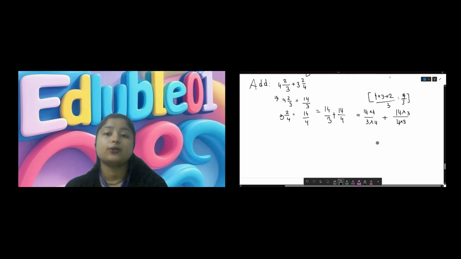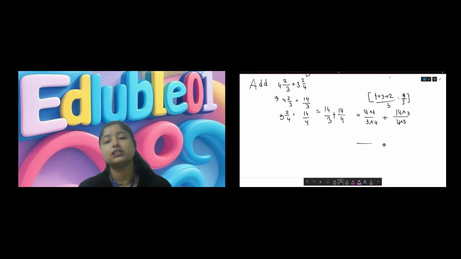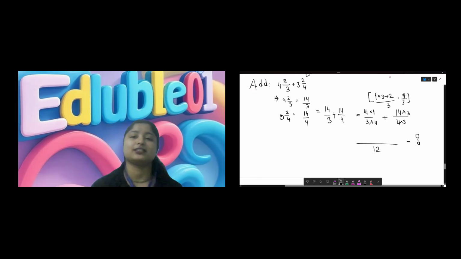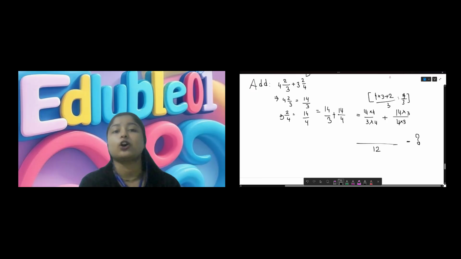Now, 14 times 4 and 14 times 3, and 4 times 3 or 3 times 4, that's going to be the same. So the denominator over here is the same, that's 12. Now, how much is 14 times 4? And how much is 14 times 3? So you just need to add both and find out the answer. So you are going to solve this and tell me the answer in the comments. Yes, this is exactly how we solve this.